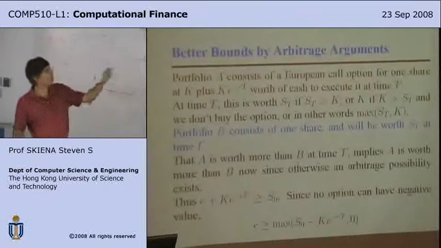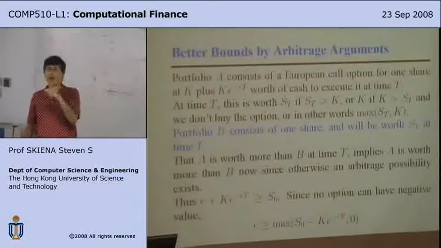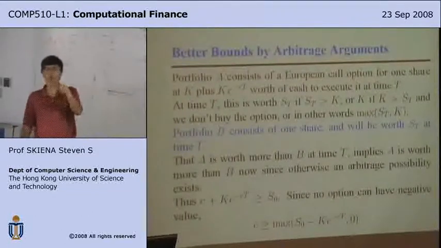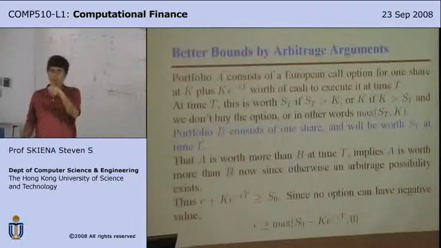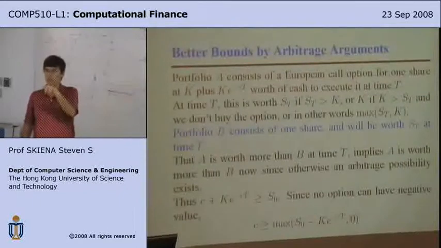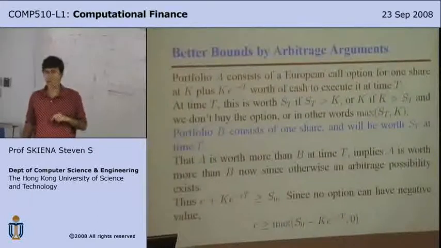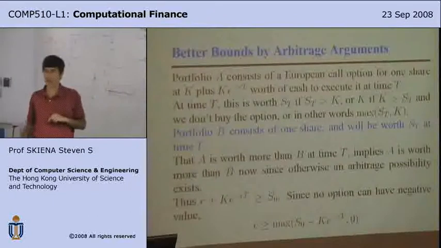Okay? A is worth the maximum of the stock price at time t and K. B is worth the stock price at time t. Which portfolio would you rather have? Who would rather have A? Who would rather have B? Okay, it's a shame because I'd love to trade with you. It's clear portfolio A is worth more than portfolio B.